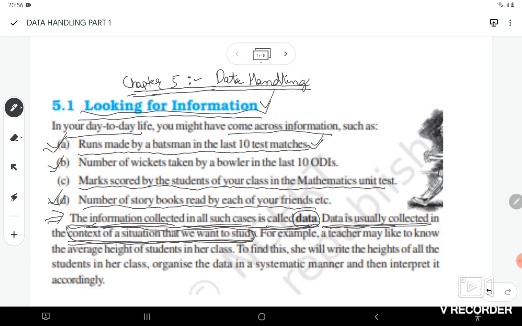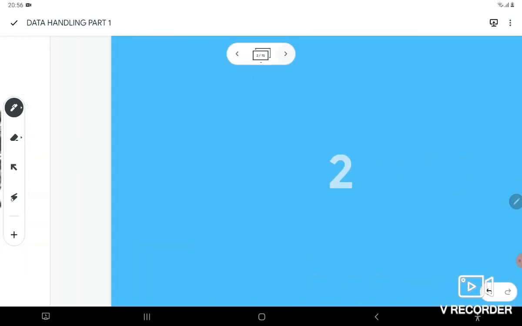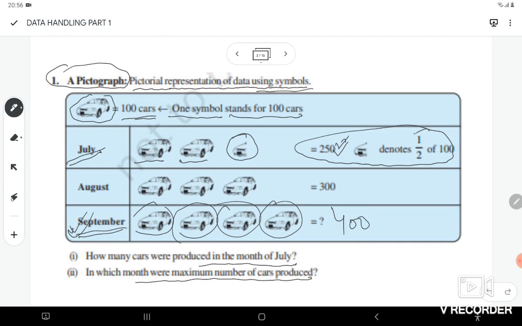and data is usually collected in the context of the situation that we want to study. Depending upon the situation, we collect the data and represent it according to the way we want to represent it. Now let's see the different ways in which we can represent the data.